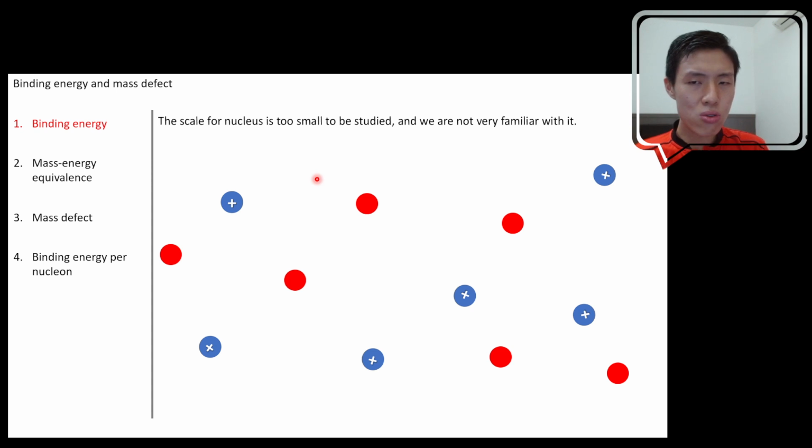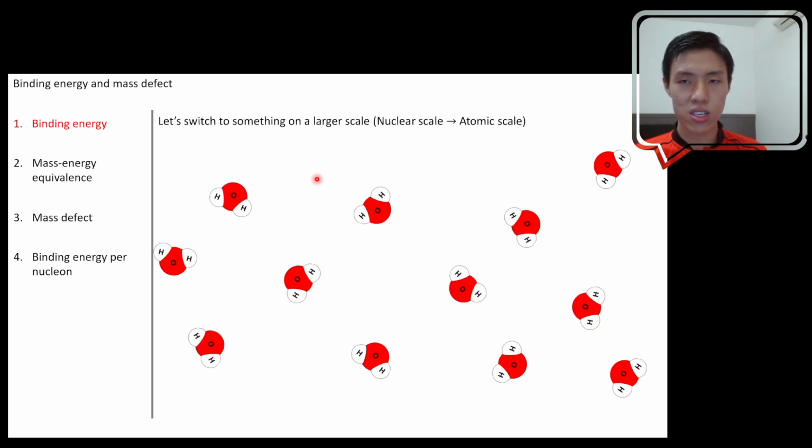So I'm going to move away from nuclear physics for a while to talk about something that you might be more familiar with. Then afterwards, I'll come back to the study of formation of nucleus. So how am I going to transform our situation here? I'm going to switch to something on the larger scale.